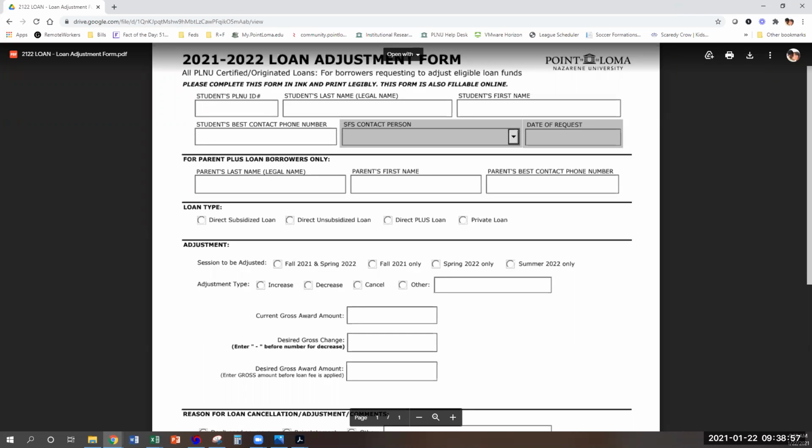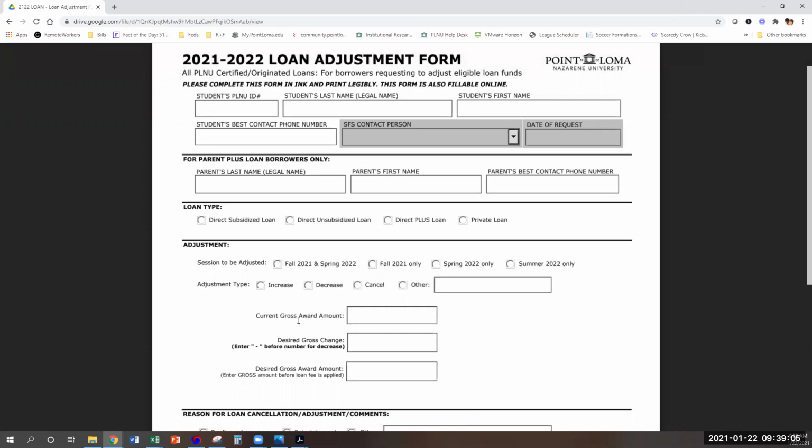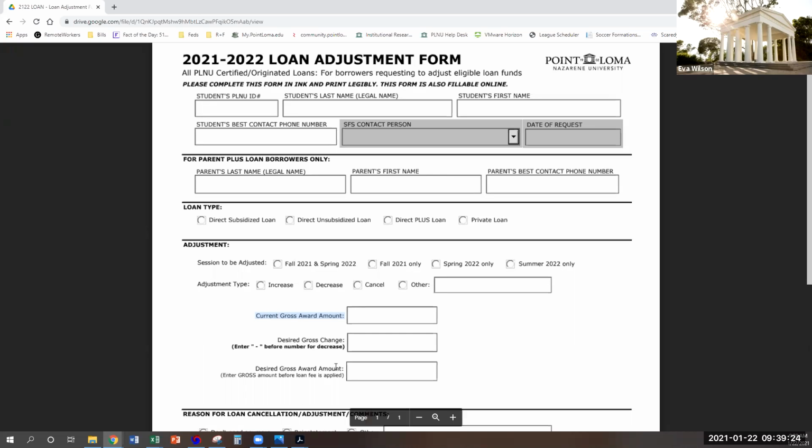So I think maybe it would be helpful to either define gross or say something in regards to the amounts, like it's specific to the term depending on the session. Is that kind of what you're saying, Eva? Yeah, I think so. Like on that first box, it says current gross award amount, and there's no explanation under it. And then down below it says desired gross award amount, and then there is a little bit of clarification about what you want. I don't know. And like I said, maybe it's just me and I haven't had any coffee this morning.